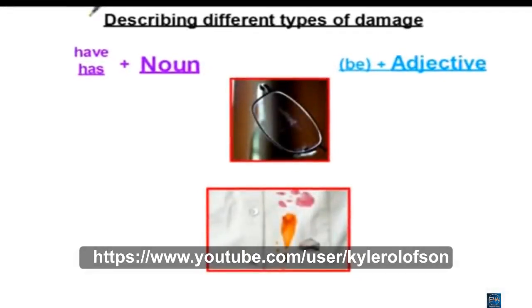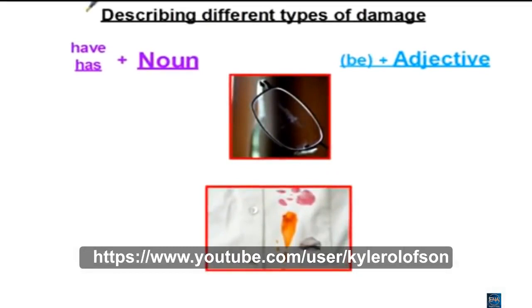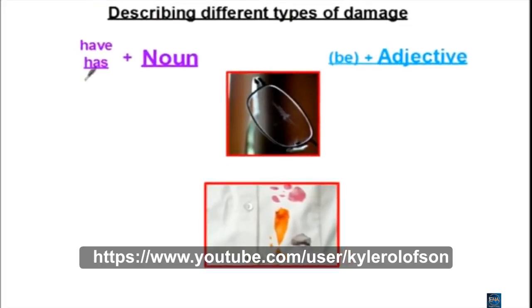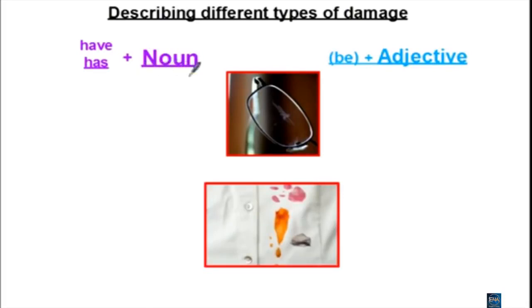Okay, so let's look at the grammar that we just saw in the previous example of a woman returning some damaged things. So we're talking about describing types of damage in different ways. Now, we can do that if we use nouns, and we can also do that if we use adjectives. So remember, nouns are like things, and adjectives are descriptions. Now, when we use a noun, remember we're always using have and has to describe that an object or something has something. And with adjectives we're always using the verb to be because it's describing, okay?